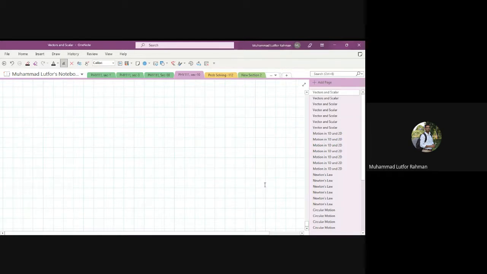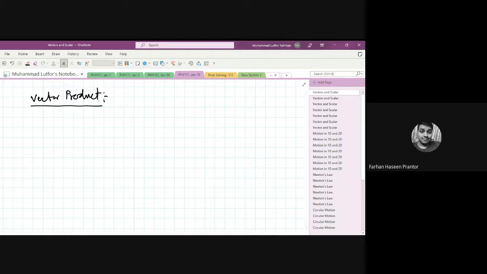Let's talk about the vector product, or cross product. Sir, is A dot B dot C valid? No, no, that's not valid, because A dot B will be a scalar quantity. With that scalar quantity, we cannot take another dot product.